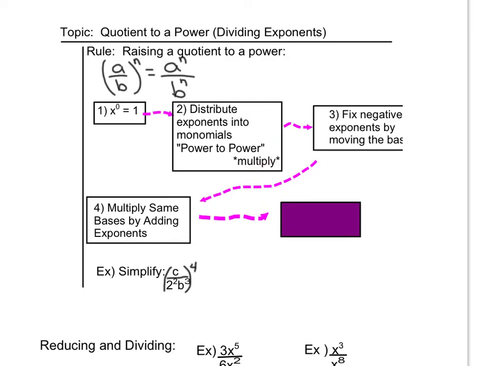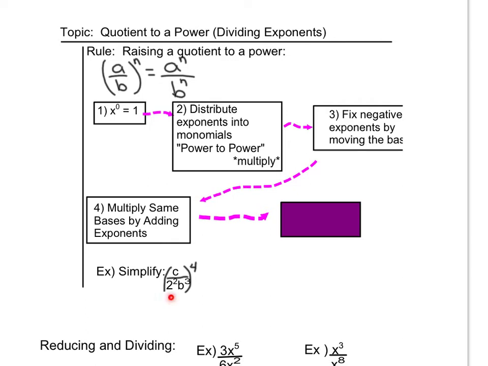We talked in class about how we can distribute in when we have multiplication. We can also distribute in when we have division. So a over b raised to the n is the same thing as saying a to the n over b to the n. If I look at this first example, if I have c over 2 squared times b cubed, all raised to the 4th power, I'm going to take that 4th power and distribute it to the c, to the 2 squared, and to the b cubed.